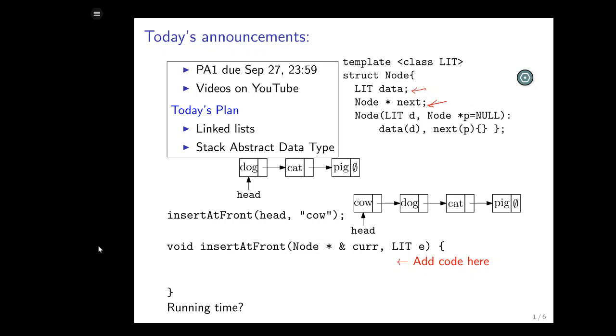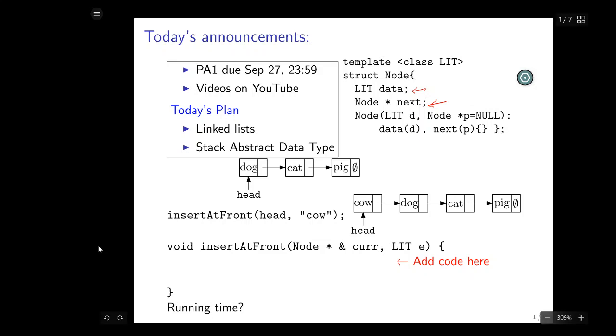Okay, that's what we did last time. And so now we're going to do some operations on these linked lists. We're going to go over how to write code to manipulate these things. The first thing that we'll do is figure out how to insert something at the front of the linked list. So this is the insert at front call.